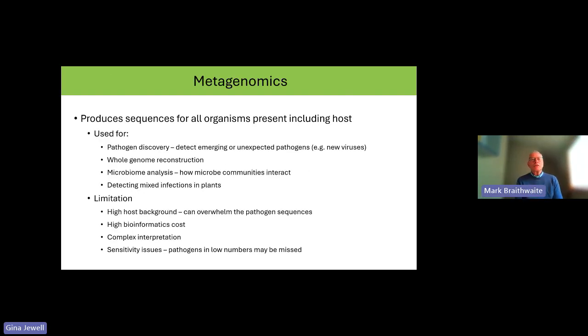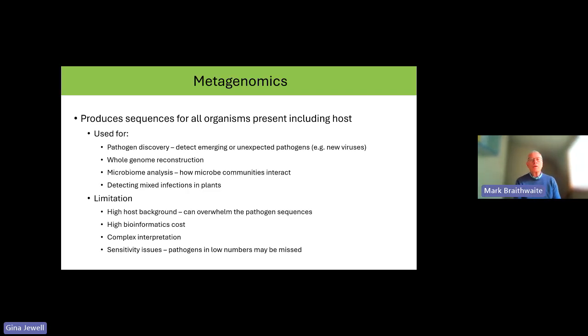So metagenomics, delving a wee bit deeper, sequences everything that's there, including the host material. So there's a disadvantage in that, which I'll talk about. It's used for pathogen discovery, to detect something emerging or unexpected. For instance, if you do a sequencing program, you might detect a new virus. It's obviously a whole genome reconstruction, so its sensitivity is high.